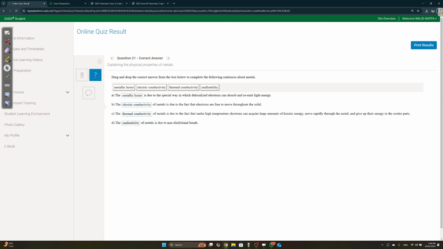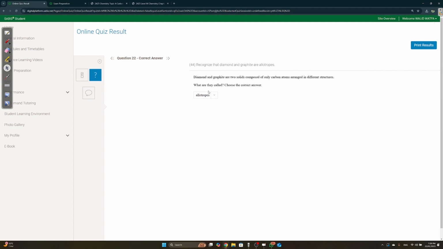The something is due to non-directional bonds: malleability. Non-directional bonds basically means the bonds don't depend on the direction. It could be on the right, could be on the left. So that's why malleability basically means you can hammer it and change its structure, change the way it looks, bend it into weird shapes. So obviously that's because of non-directional bonds.